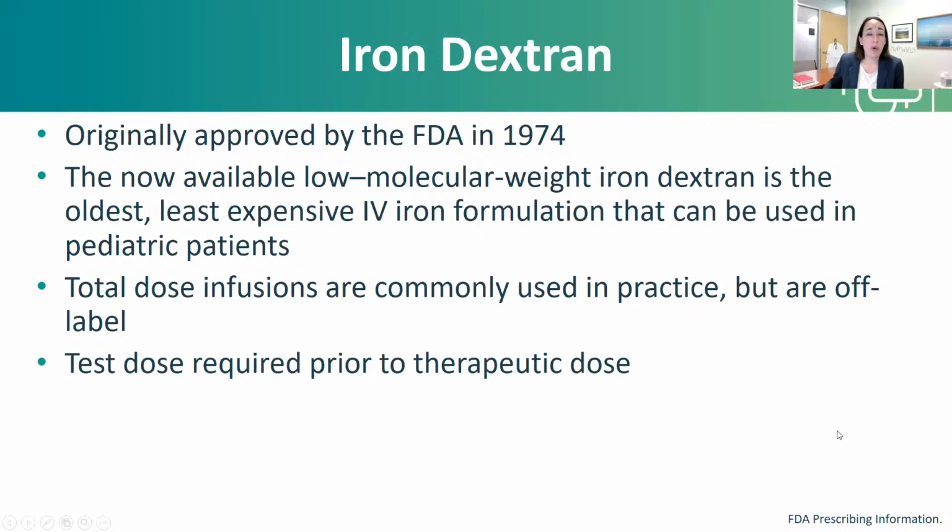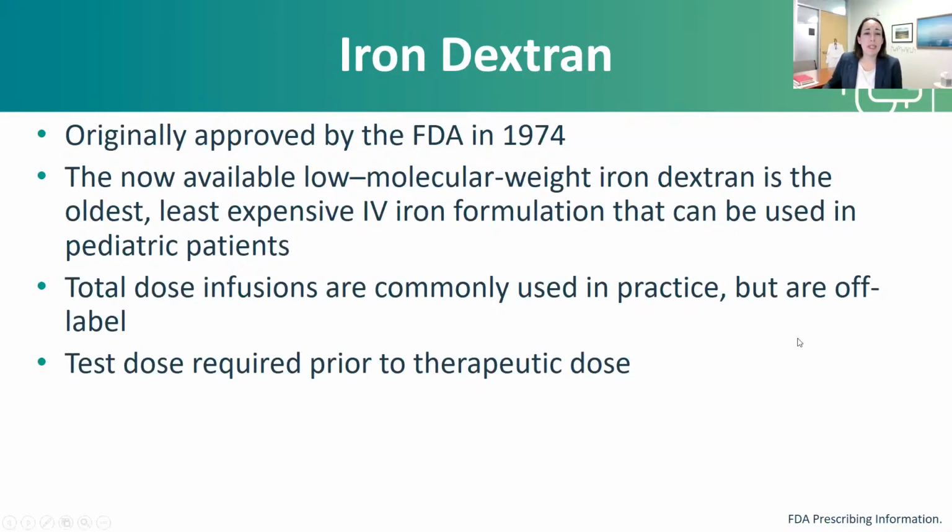Iron dextran is the oldest drug. It was originally approved by the FDA in 1974. In its original form, there was a high molecular weight iron dextran. That is not the one that's available now. It was converted to a low molecular weight iron dextran form, which is much safer. So if you have in the back of your mind iron dextran with a lot of adverse effects, that was probably the older form that had higher rates of anaphylaxis, not this newer form.